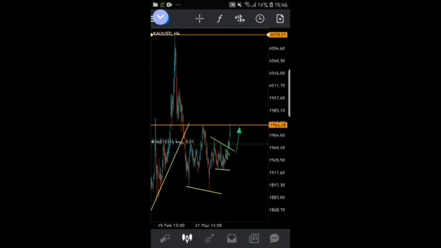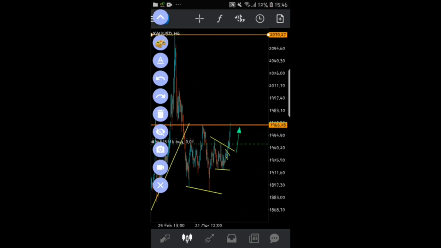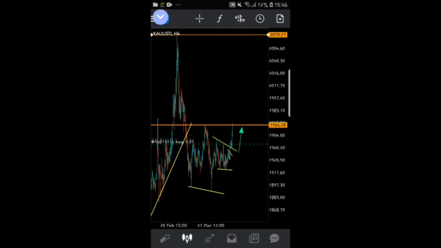And gold has the potential of going all the way maybe up to here, and then give us a double top before we see it. And then you see that this will be an overall big M formation over there.